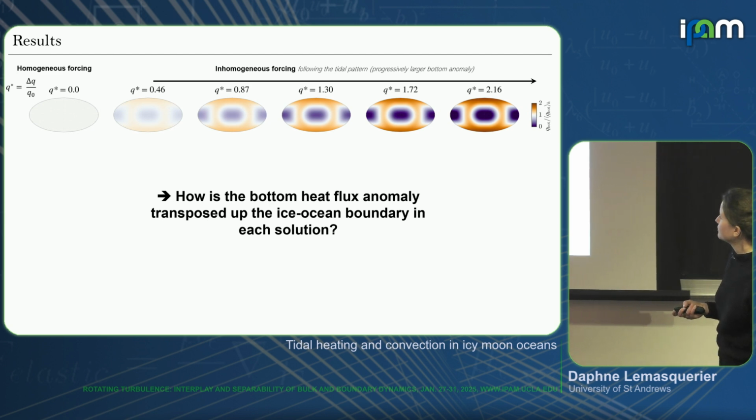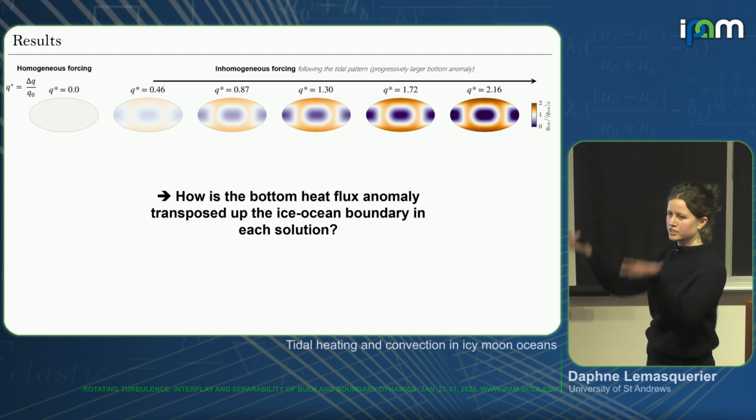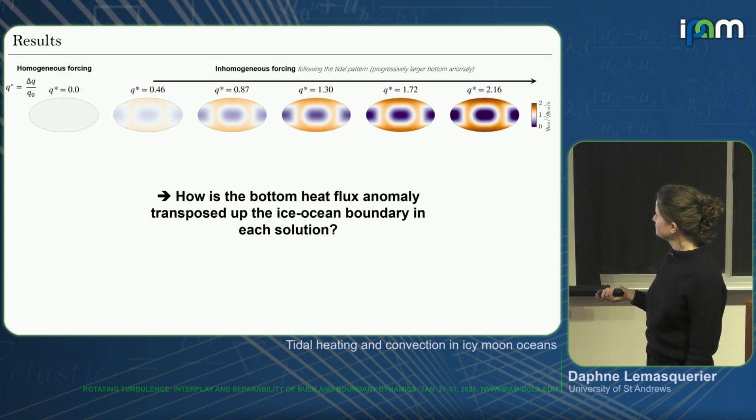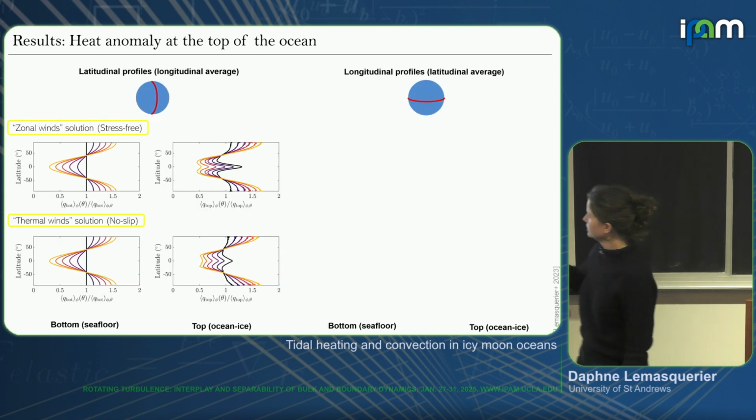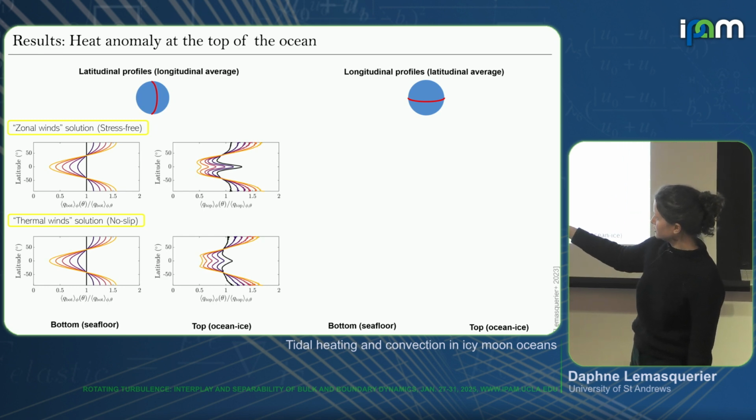So if we accept that we have these 2 possible types of solution, the next question is to investigate how is the bottom heat flux anomaly transposed up to the ocean boundary in each of these solutions. So here I plot the imposed heat flux latitudinal profiles for the zonal wind solution and the thermal wind solution. And here I plot what you get at the top of the ocean, at the top boundary.